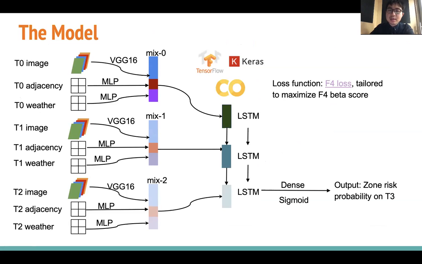Because this is a time series problem, I use a time series model, LSTM. And to deal with the image inputs, I use a simple convolutional neural network, VGG16. And to deal with the adjacency feature as well as weather features, I use multi-layer perceptrons. Their outputs were first concatenated before being fed to the LSTM layers, which ultimately will give us the zone risk probability in the next 5 days.